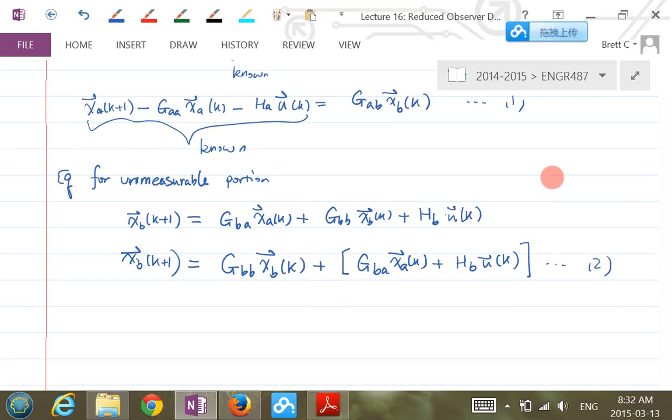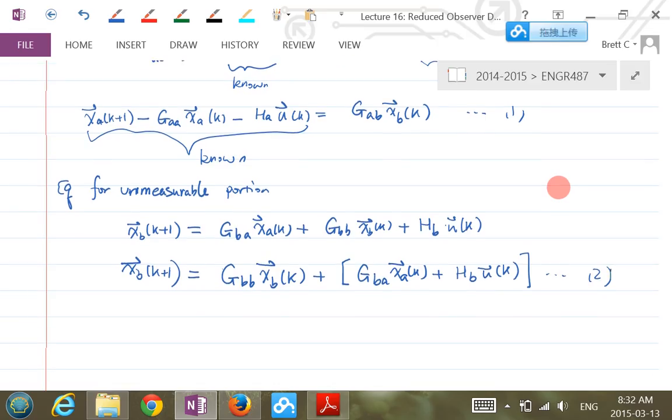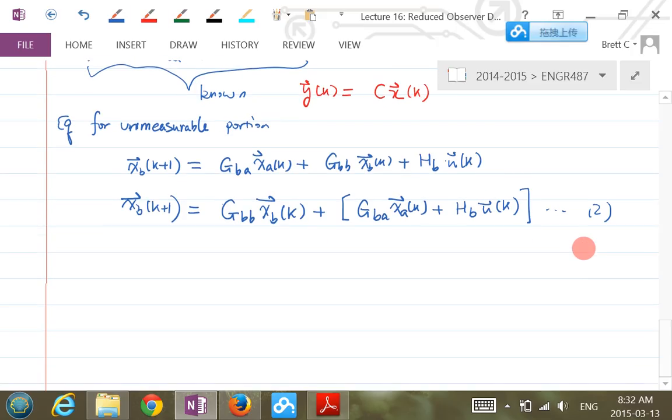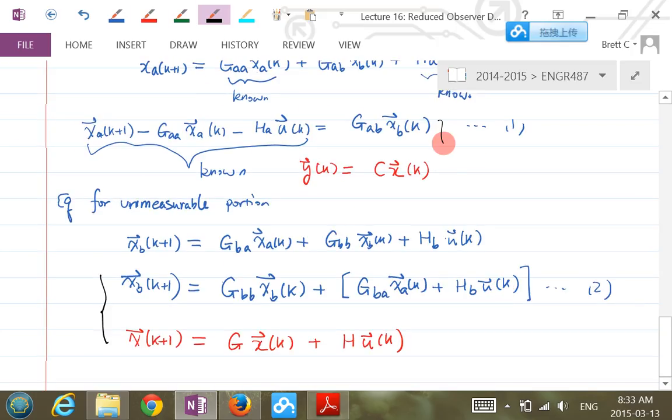Okay. So maybe the best way is to compare. Now, what I want you to compare is equation number one. Let's compare the equation with the original output equation. Remember, the original output equation is y of k equal to cx of k. And this one here, equation number two, let's compare that with the original state equation. Do a little bit of comparison between these two here.